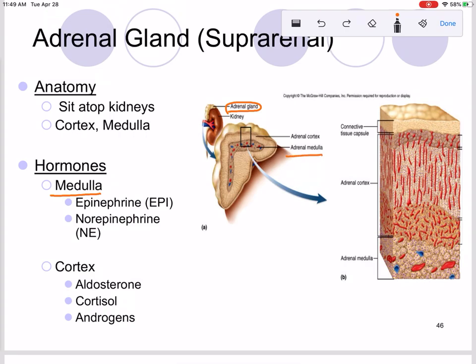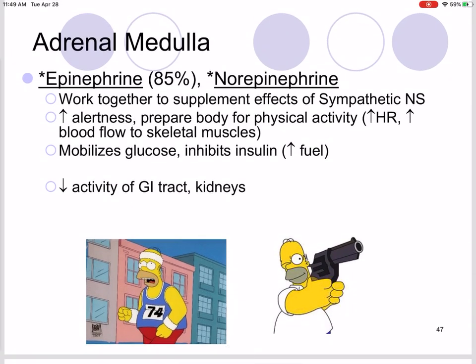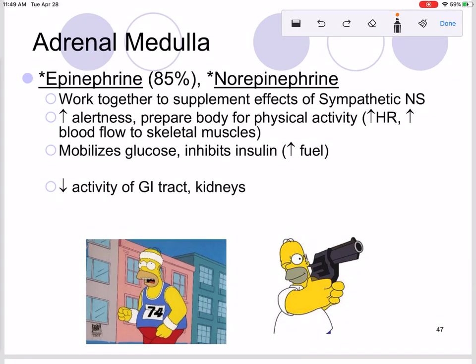It just does. All right, so we're going to talk about the adrenal gland in two parts. The adrenal medulla. We know medulla means inner region. So the inner region here is called the adrenal medulla, and the adrenal cortex is the outer region. And these different regions secrete different hormones. Let's go one by one. Let's talk about the adrenal medulla.